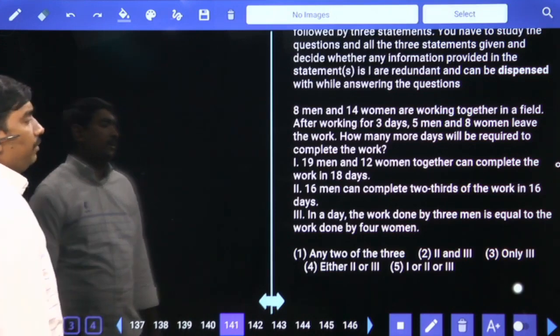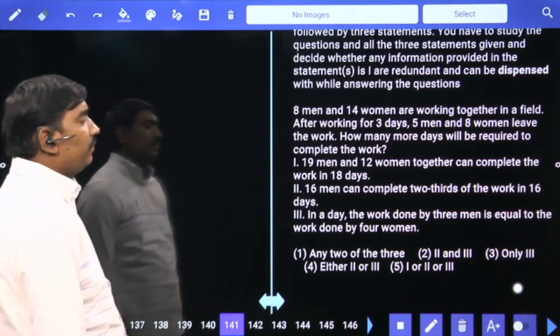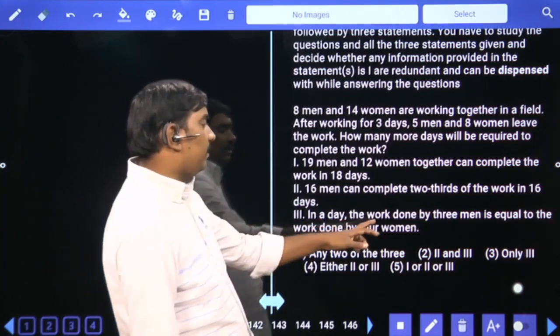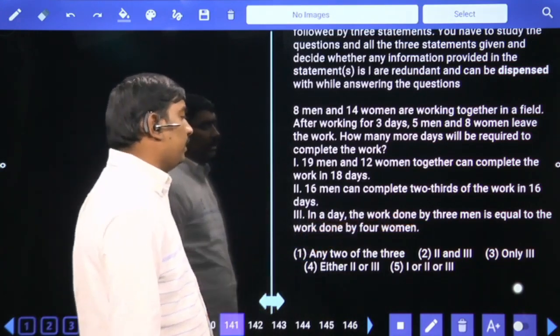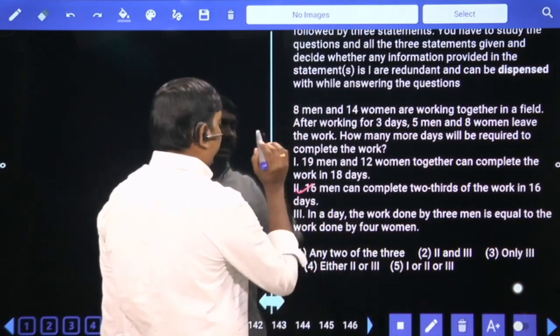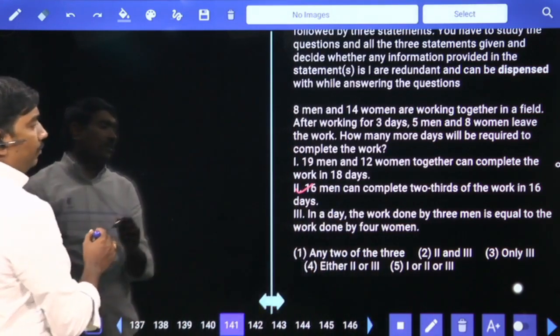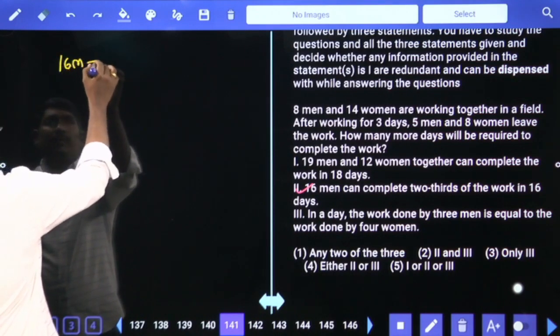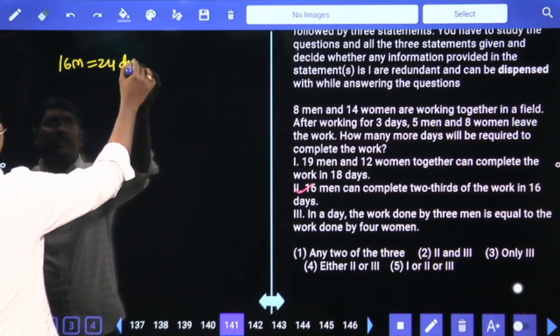16 men can complete 2/3 of the work in 16 days. From this you can get the men data. In a day, the work done by 3 men is equal to the work done by 4 men. So, from the second statement, 16 men can do 2/3 of the work in 16 days, then the complete work takes 24 days. Men data we can know here.